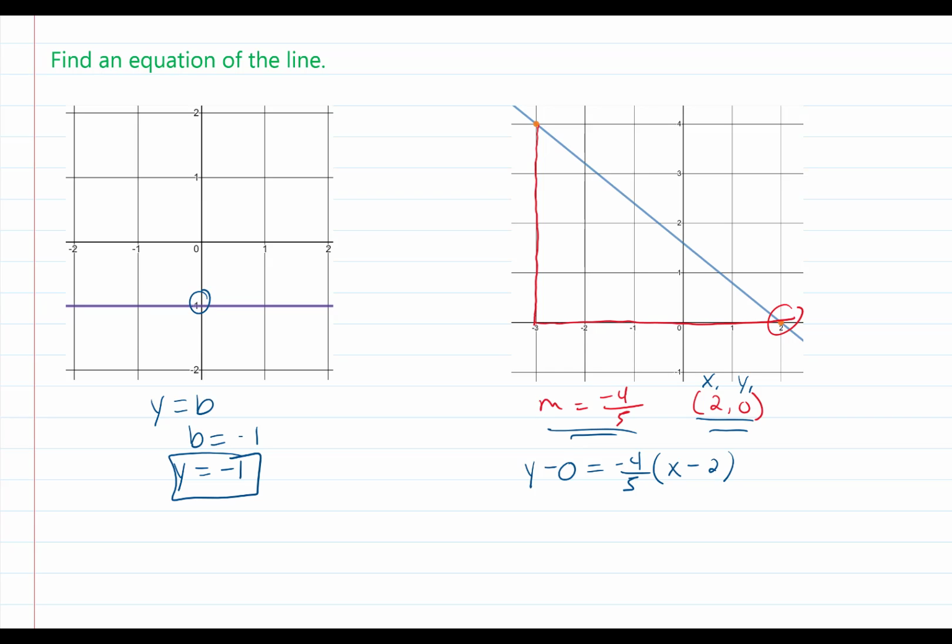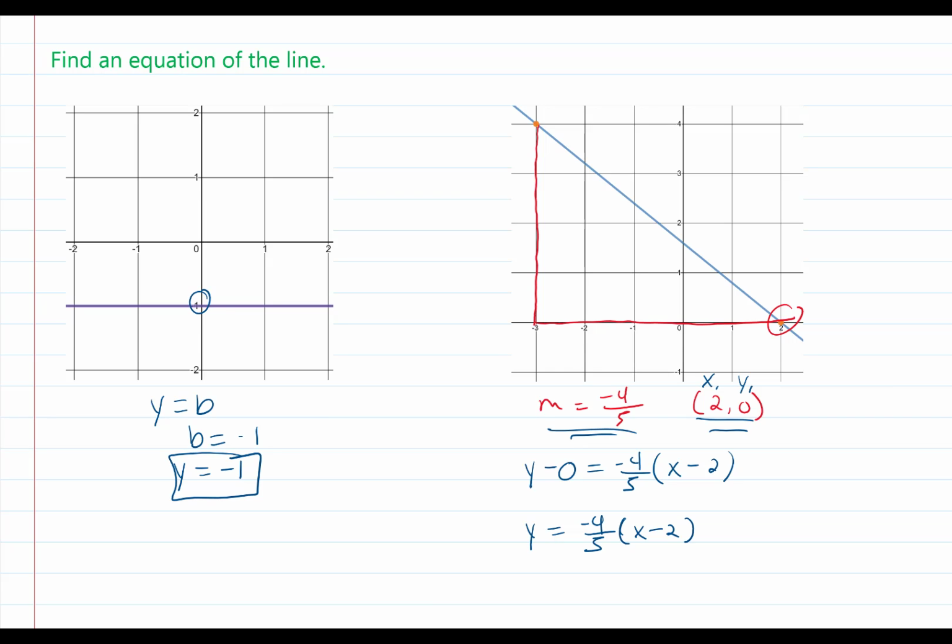Now from here, you need to figure out, are you being required to solve for y, put it in slope-intercept form? Do you need to put it in general form? Or is this form good enough? I'll show you all three forms. So this is point-slope form. To find the next form, which is slope-intercept form, we're going to solve for y. Y minus 0 is y equals negative 4 fifths times x minus 2.